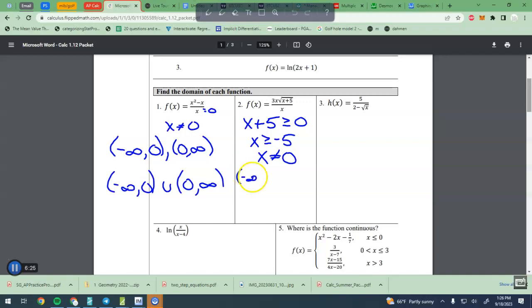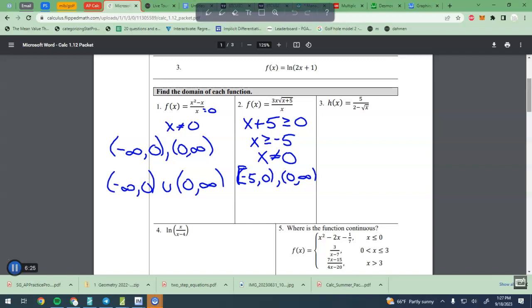So we're going to go negative infinity to negative 5 up to 0, and then 0 up to infinity. And this is a bracket because the negative 5 is okay because of the or equals. I'm trying to write x is greater than or equal to negative 5, but I have to make sure I don't include 0, so I have to work around. Is that okay? Questions?